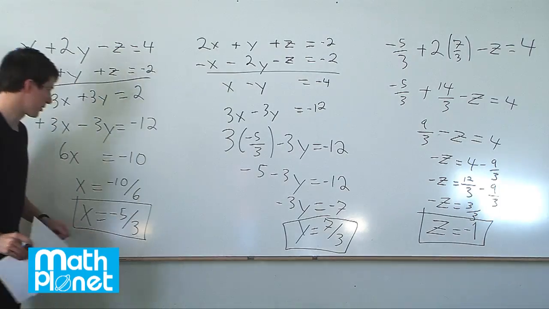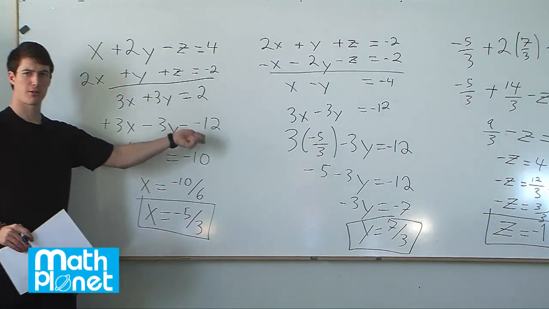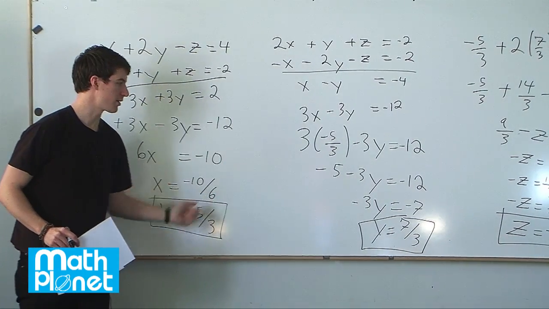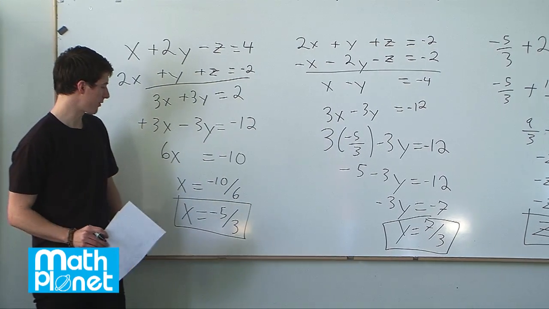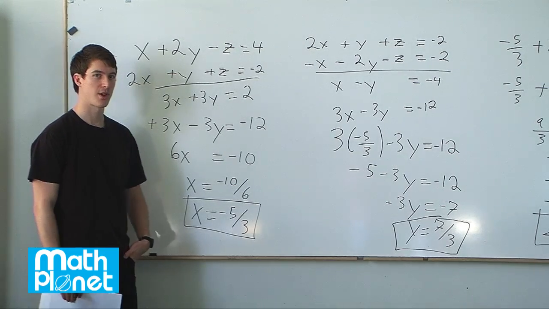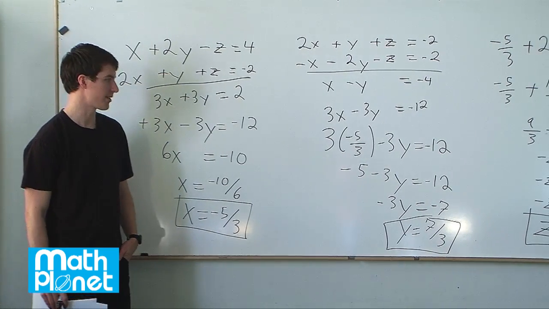So we have 3 variables, 3 unknowns. We solved in terms of 2, got it down to the answers for those, went back to the beginning and solved for z there. So those are our final answers. x equals negative 5/3, y equals positive 7/3, and z equals negative 1.